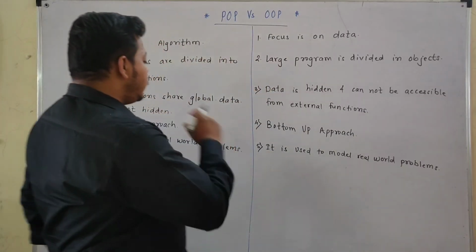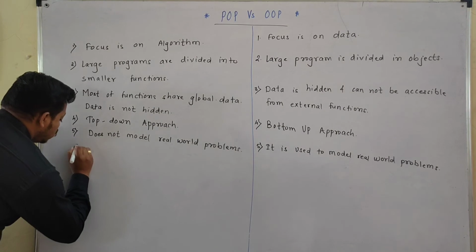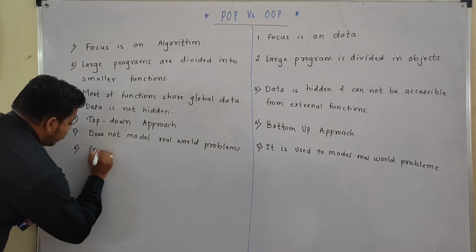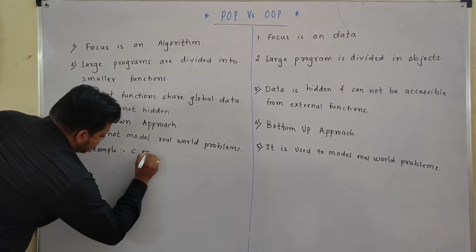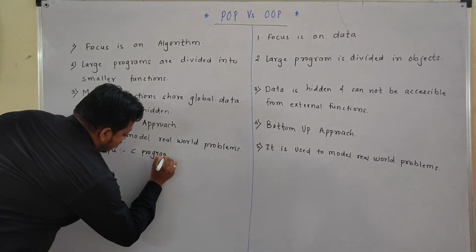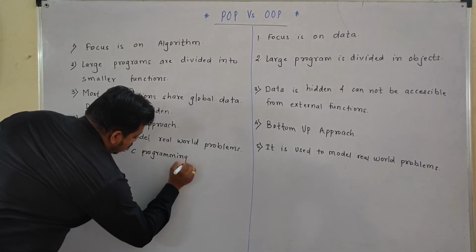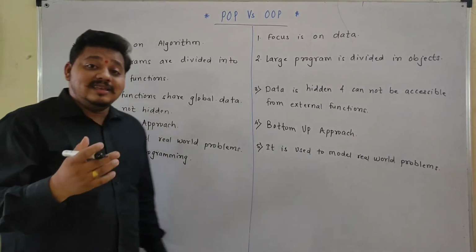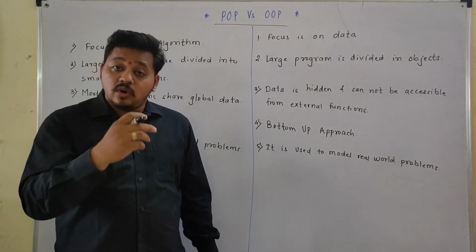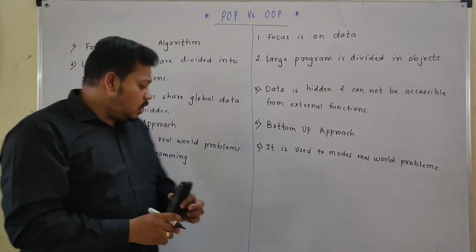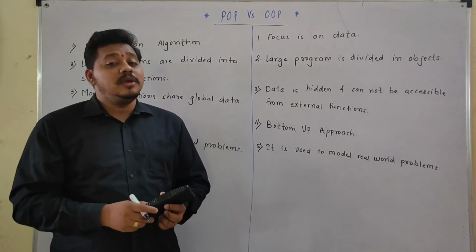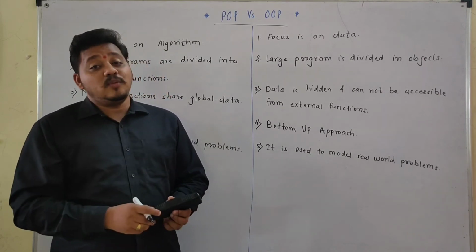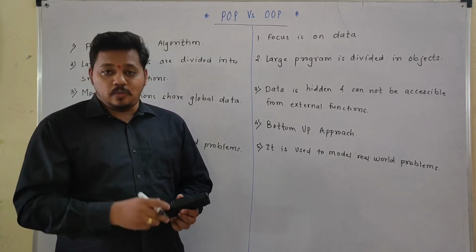Now the examples of procedure oriented programming. The example of procedure oriented programming is nothing but C programming. C programming we have already seen in the previous semester in the Programming in C subject. C programming is nothing but structured programming. It is a procedure oriented programming, so it is an example of POP.